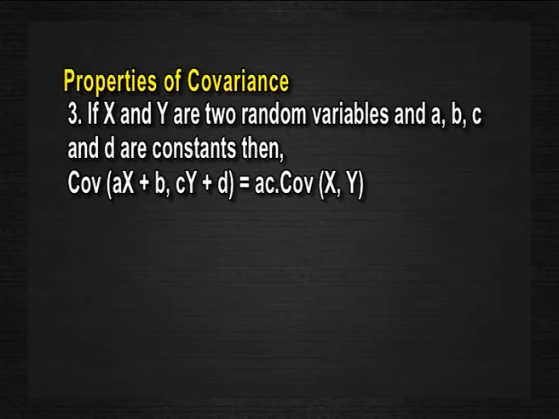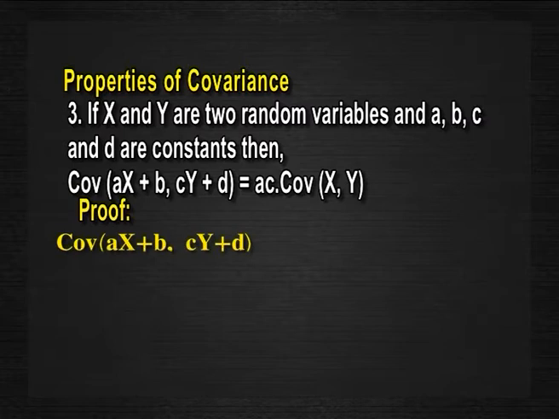If X and Y are two random variables and a, b, c and d are constants, then covariance of (aX + b) and (cY + d) is equal to a into c into covariance of X, Y. We prove this property as follows.